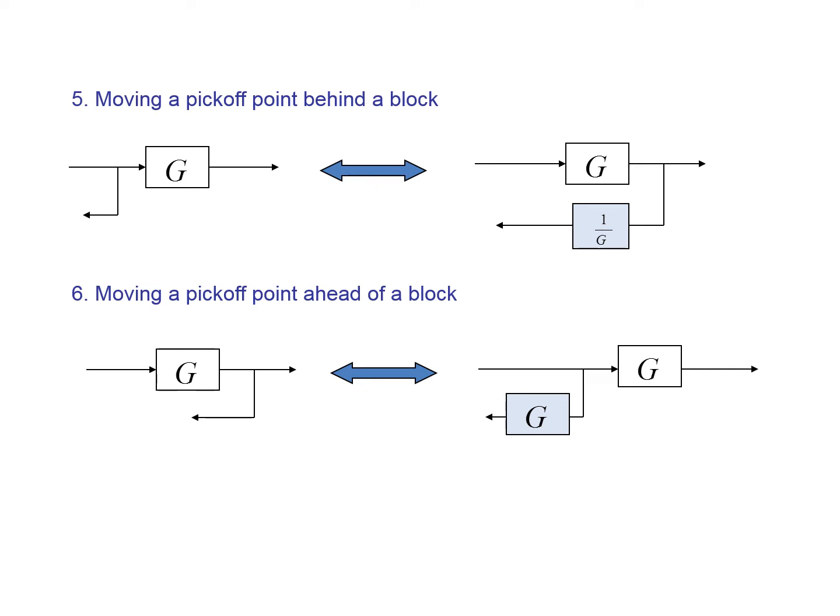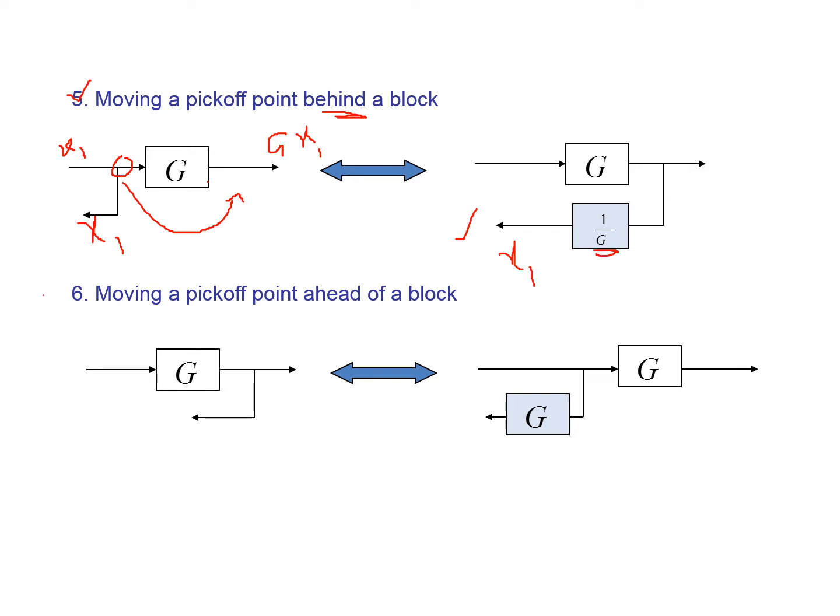Coming to fifth rule, that is moving a pickoff point behind a block. That is exactly opposite to moving a summing point behind a block. Here this is signal x1 and this is signal x1, and this is g into x1. Here this point is the pickoff point. Now we are going to move this pickoff point to behind this block. Then the resultant is going like this, that is, this signal x1 is going to multiply by 1 by g.